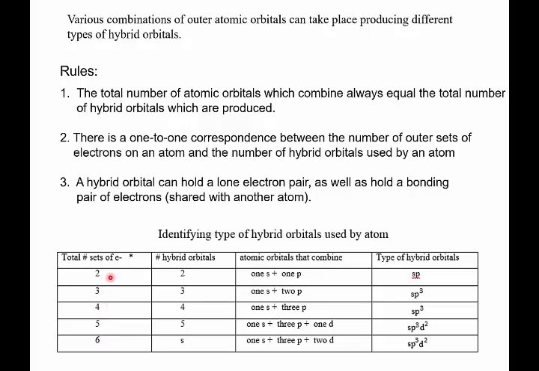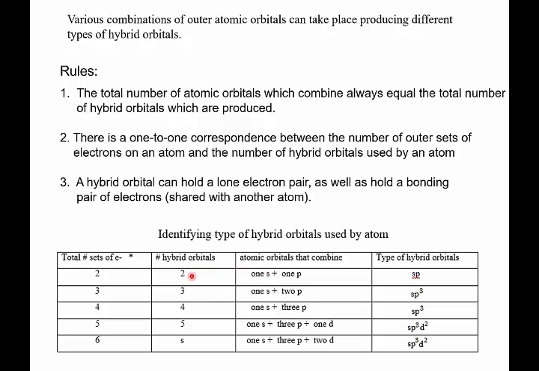Remember the equality. The total number of sets of electrons equals the number of hybrid orbitals that are going to be used. So when it's 2, the hybrid orbitals is 2. When it's 3, it's 3. When it's 4, it's 4, and so forth. Now, when you get the number of hybrid orbitals, the next step is important. For any atom of an element, when it's going to make hybrid orbitals, it always starts with its lowest energy orbital, which is an s orbital. There's 1 s orbital always.